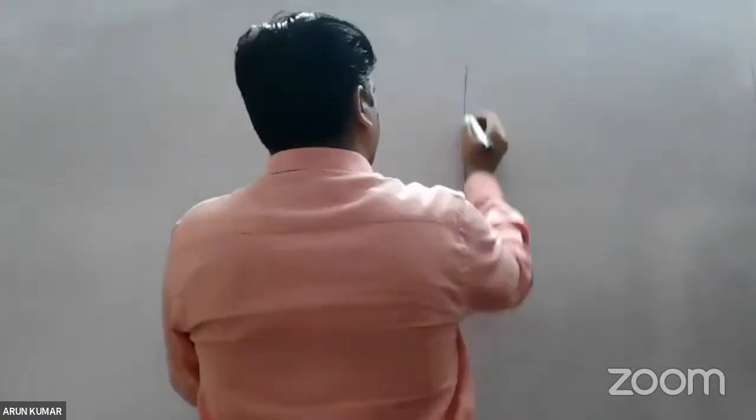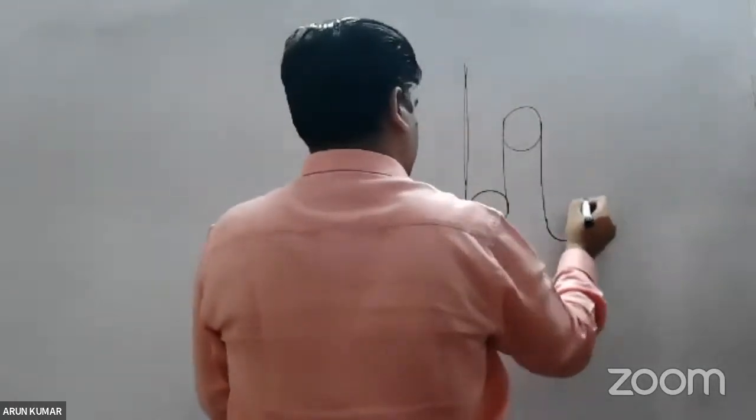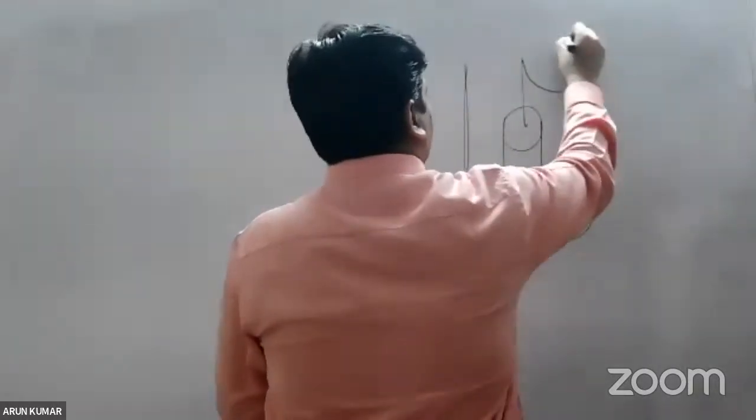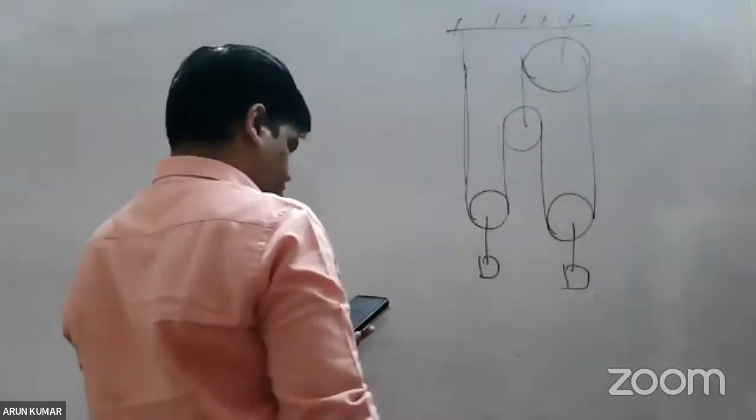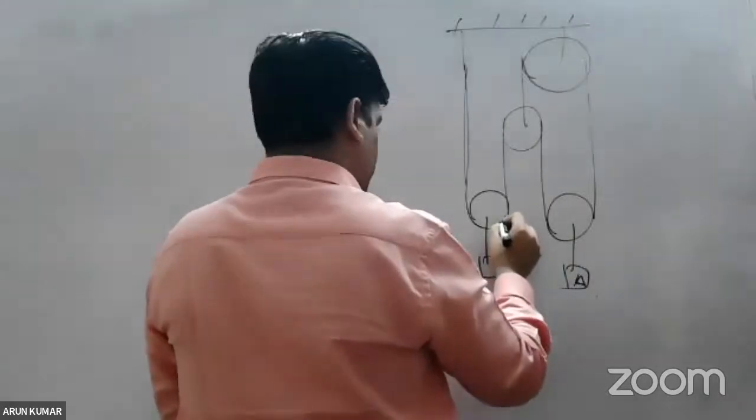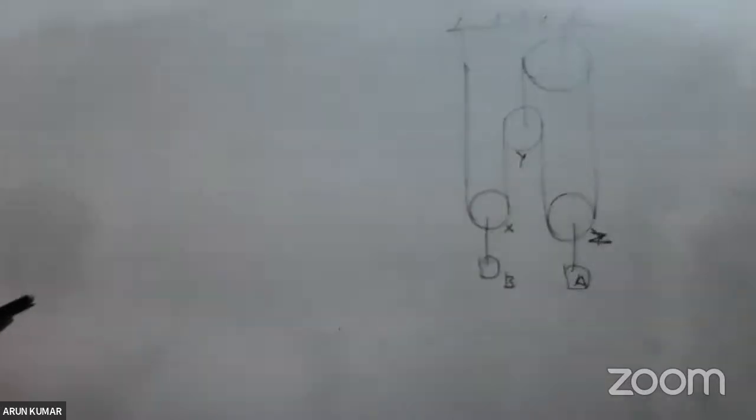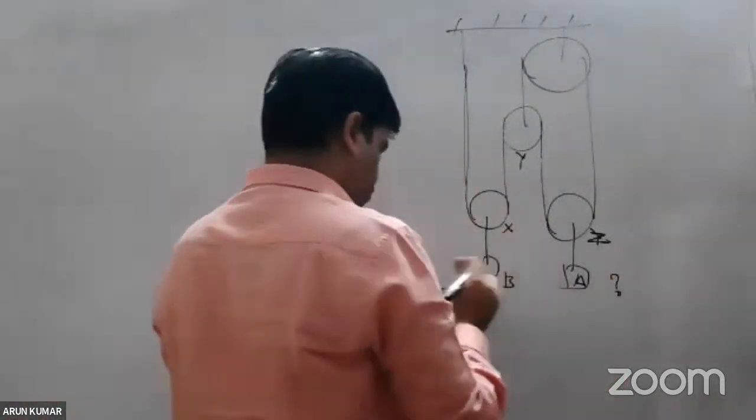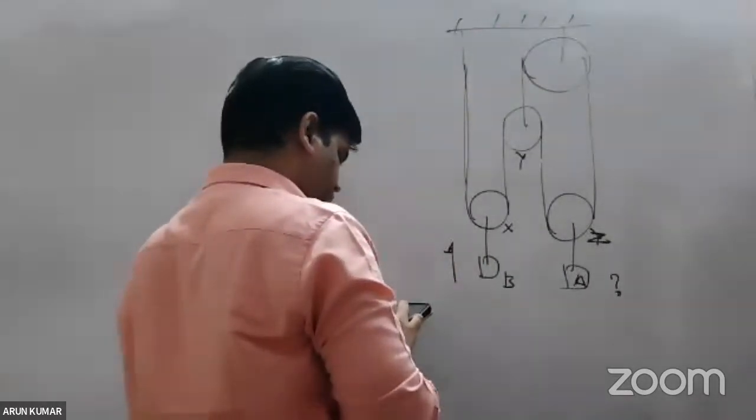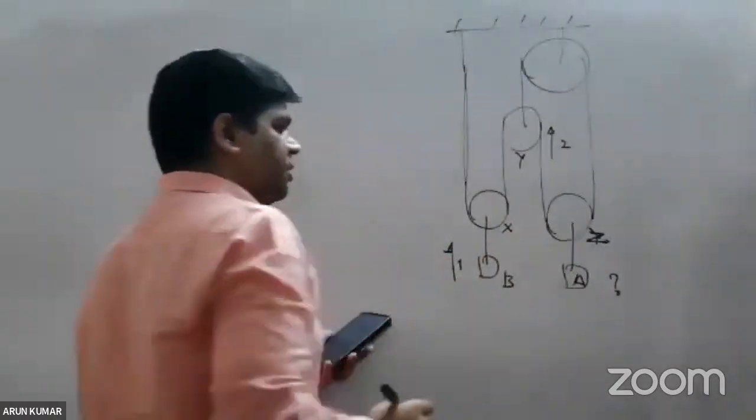This is the homework. This is A, this is B, this pulley is X, this pulley is Y, and this pulley is Z. The question says, find the speed of block A when block B is going up at 1 meter per second, and pulley Y is going up at 2 meters per second. 2 and 1. You have to find the velocity of A.